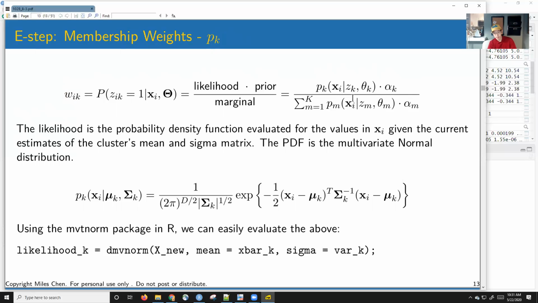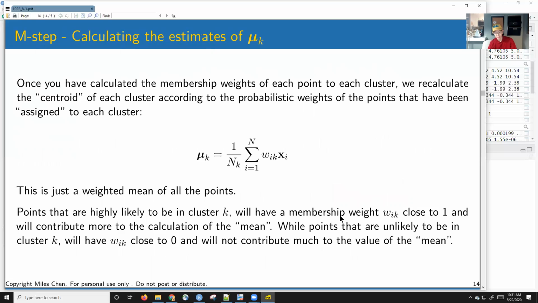The M step is recalculating the parameters of each cluster. This would be equivalent to recalculating the centroids of your clusters in k-means clustering. Here we're recalculating the parameters of each cluster. So each cluster has a mean and a variance. So we need a way to recalculate the mean, which would kind of be the equivalent of the centroid.